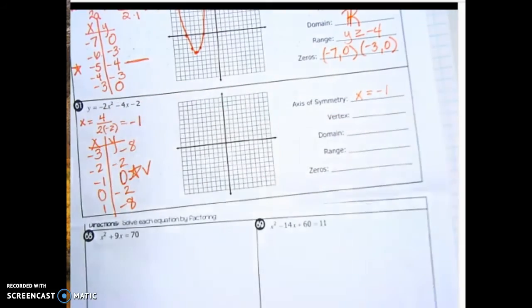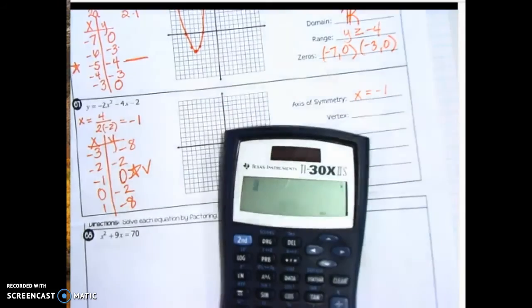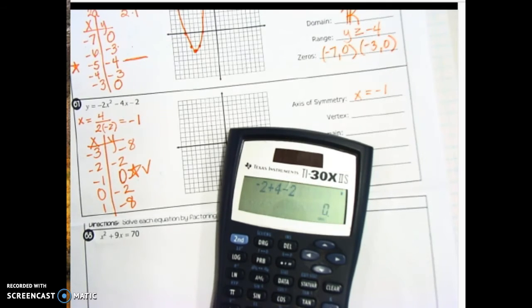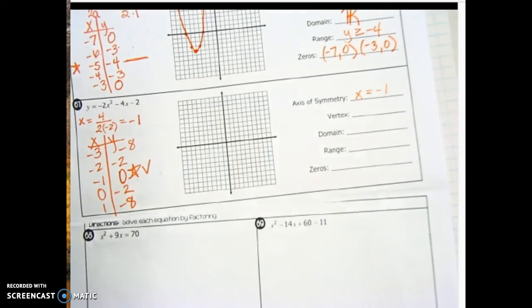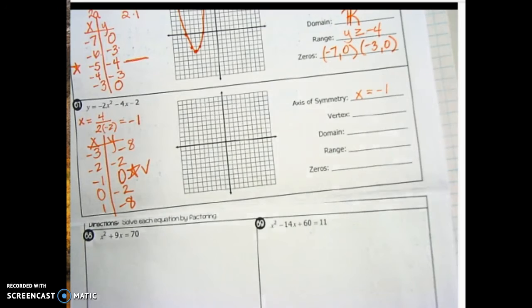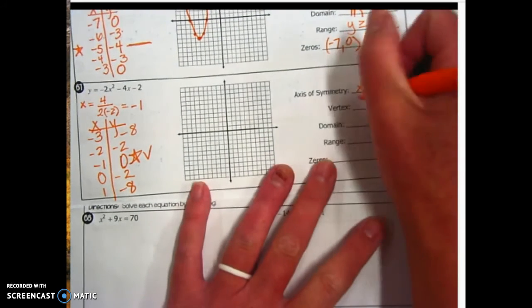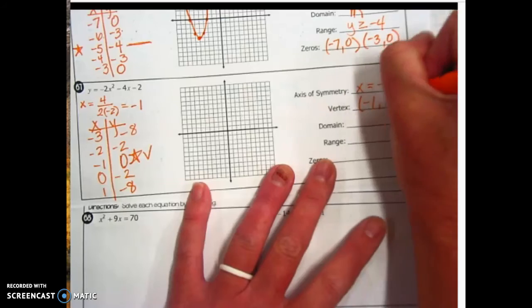Let me double check it on the calculator, make sure I did it right. Negative 2 plus 4 minus 2. Yeah, it's 0, not positive 1. Sorry, I was off there, but I caught it. Okay, so the vertex is at negative 1, 0.